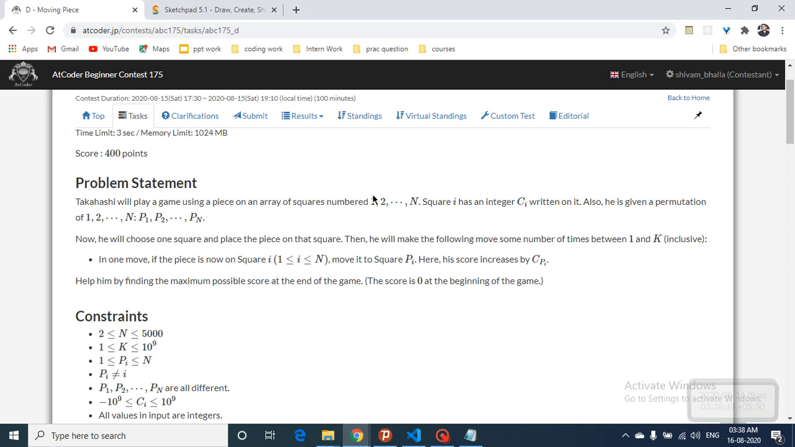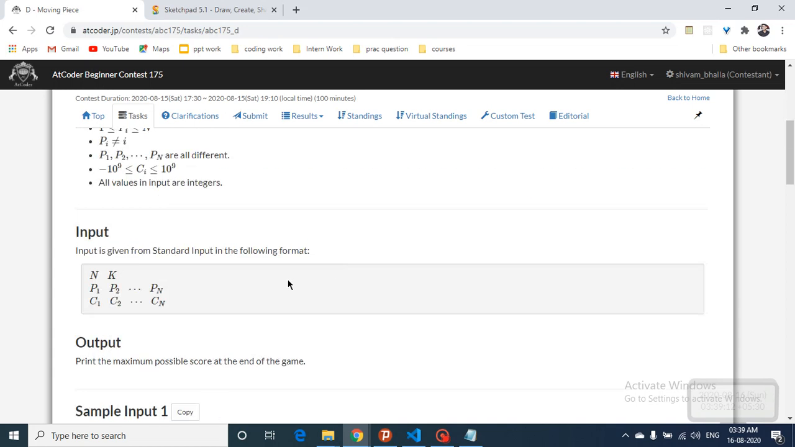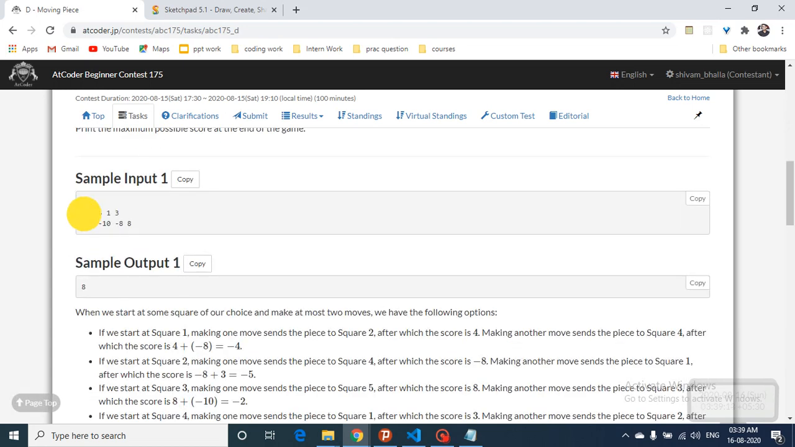So now he can put a piece on one of the squares, and then he will move at most K times, or between 1 and K he can move any number of times. And how can he move? In one move, if the piece is on square i, he will move to square Pi, which means that Pi is the position to move to from that square. So if it is on this one, now it will move to the second square. Now it is on this, so it will move to the fourth square. If it is on 1, it will move to square 1.